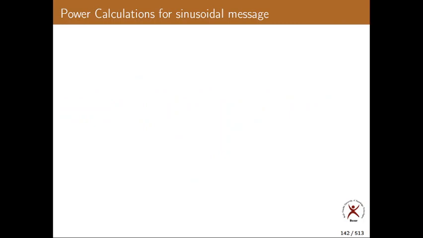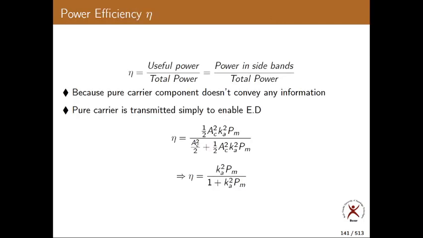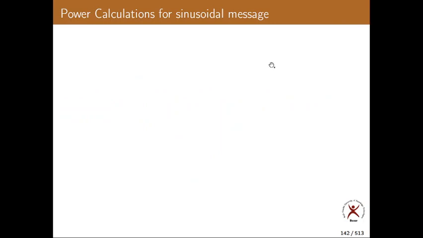Now let us go to the power calculations for a sinusoidal message signal. This is the power efficiency of any arbitrary message signal. Here I did not mention what m of t is, it can be anything. So let us see what the power efficiency is if m of t is a sinusoidal signal. I think we have done similar calculations in the case of spectrum also. We studied the spectrum for any general message signal, and later we studied the spectrum for a sinusoidal message signal, isn't it? In the same way, we study everything in general, and later we study those concepts for a sinusoidal message signal.